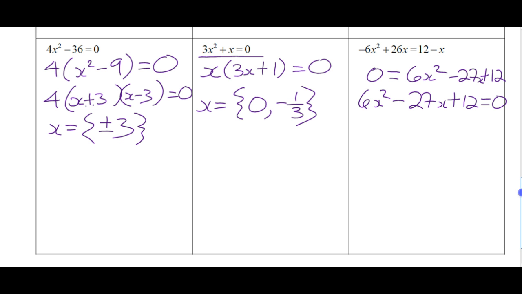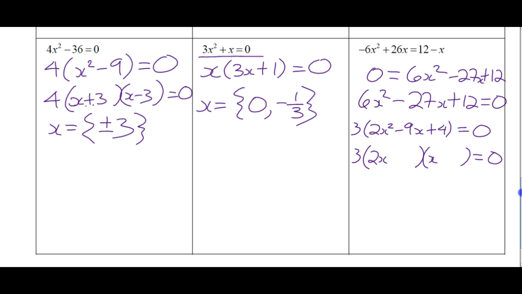What multiplies to 12 at the end? 1 and 12, 2 and 6, 3 and 4. I have an awful lot of numbers that I've got to play with to get the factorization. If I take the 3 out, 2x squared minus 9x plus 4, then I know that one of these factors is a 2x and the other one's an x, and I've got to play with two numbers at the back end that multiply to 4.